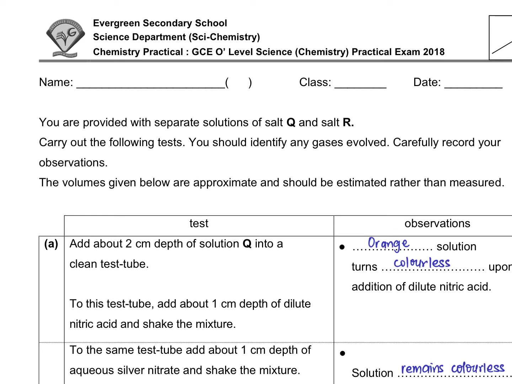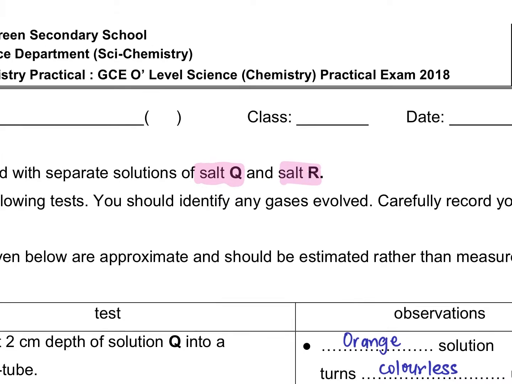Okay, so you always look carefully at what you are being given. In this case, you are always given either one unknown. Sometimes they can give the students up to 4 different unknowns. So in this case, you are given 2 unknowns, R and Q. So whenever you are given an unknown sample, you must ask yourself what is the physical state and what is the color. So these are the 2 things you need to take note.